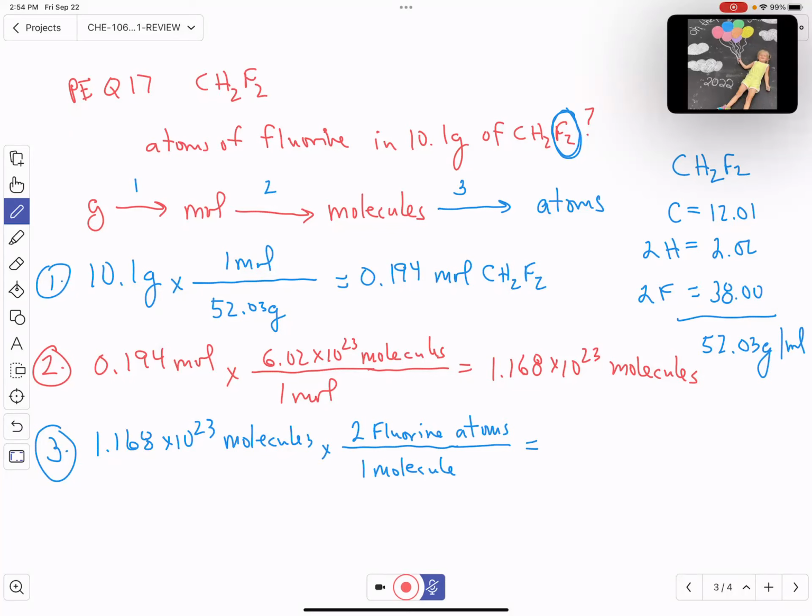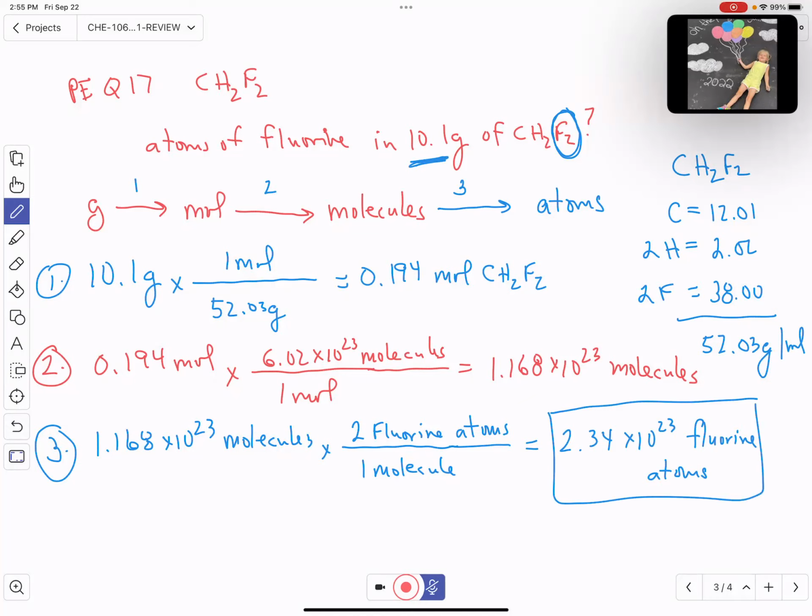And so how many significant figures should we have here? Yeah, 3 significant figures, because the 10.1 grams has 3 significant figures. So 2.34 times 10 to the 23 fluorine atoms for that question.